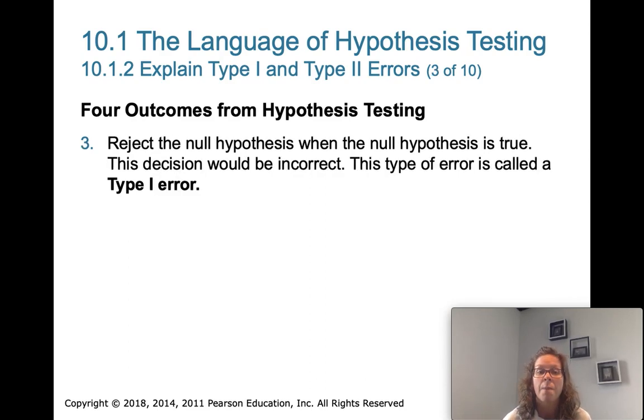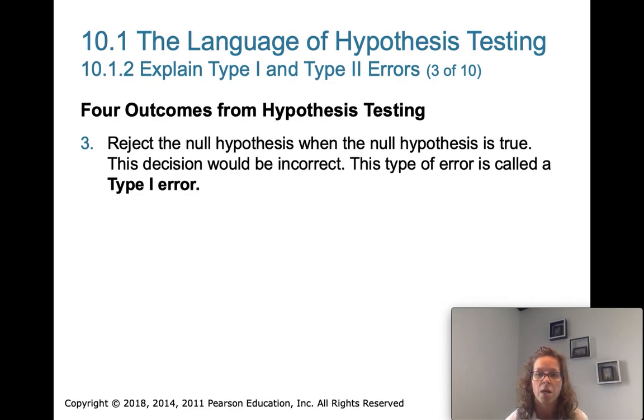The third thing that could happen would be that we could reject the null hypothesis when the null hypothesis is actually true. So we could reject the null. That means to say, you know what, I do think the status quo has changed. You've given me enough evidence. I'm ready to change my mind. But then as it turns out, I really shouldn't have. I shouldn't have changed my mind. The null hypothesis is actually true. The status quo hasn't changed. This is what we call a type 1 error.